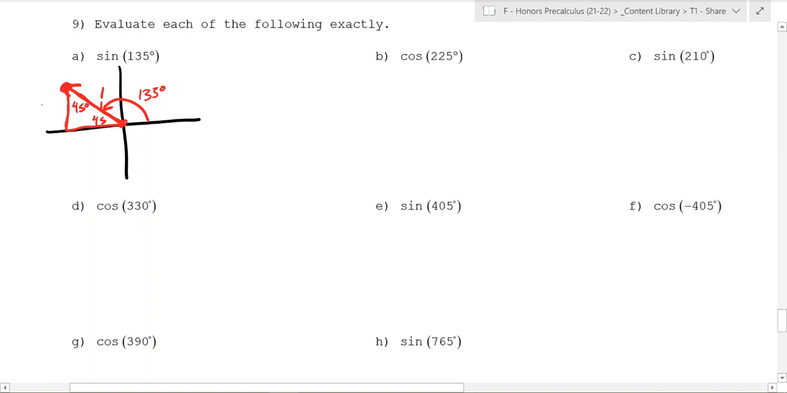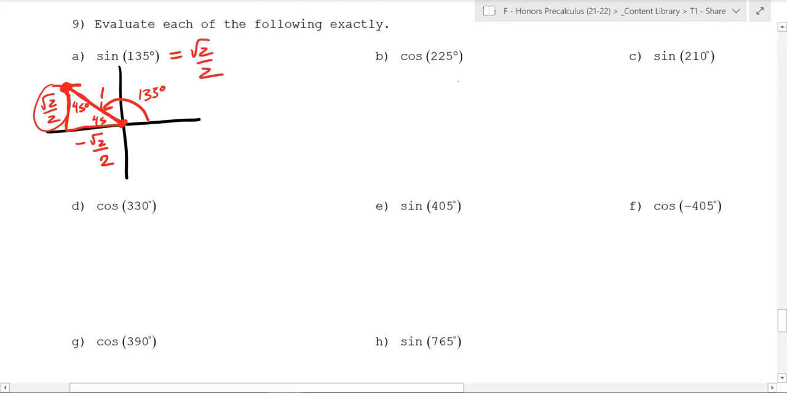So you therefore know that this height is root 2 over 2, and it goes back, so it's negative root 2 over 2. So the sine is the y value. So the y value, the height, is going to be root 2 over 2.